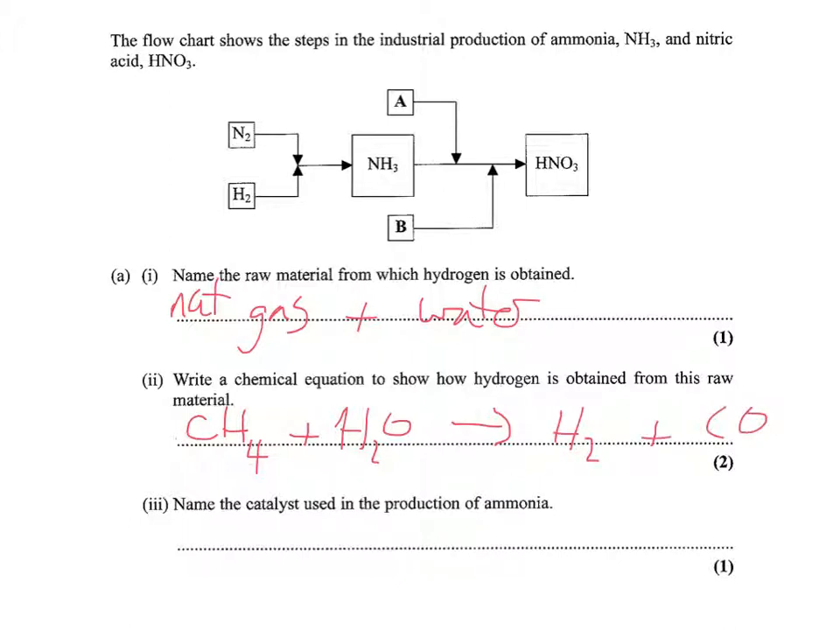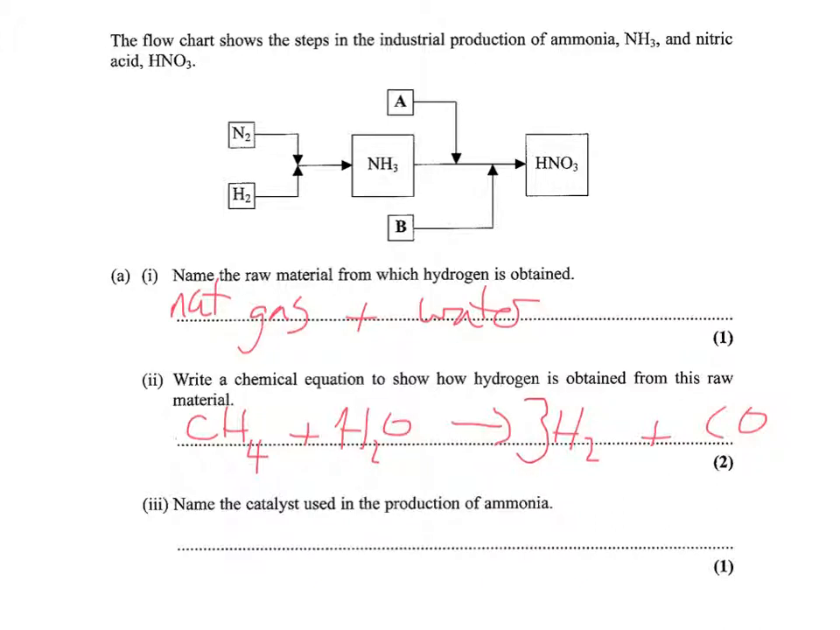And obviously, if you're going to write a chemical equation, it needs to be balanced. So let's have a look at balancing it. We've sorted the carbons. We've got one there, one there. We've got one oxygen there, so that sounds okay. We've got 6 hydrogens on the left, so we have 3H2 there.